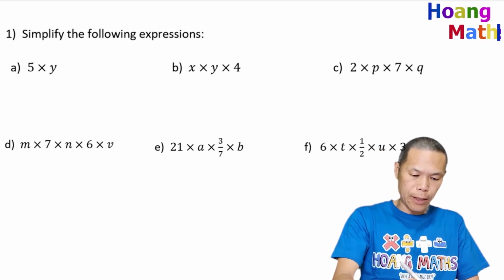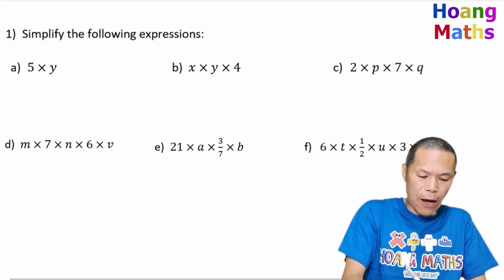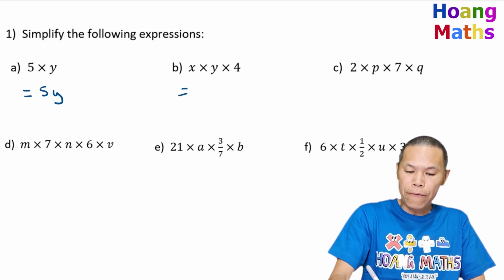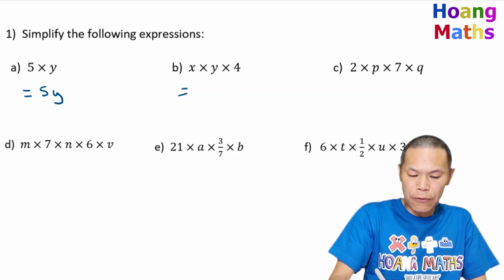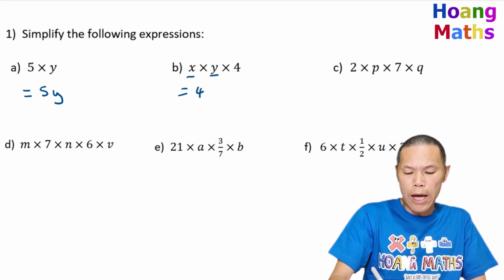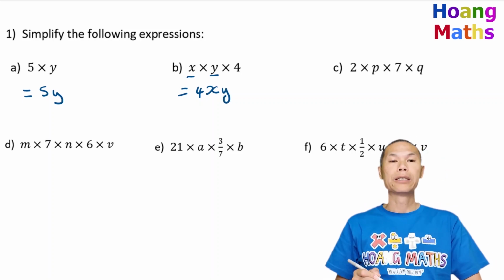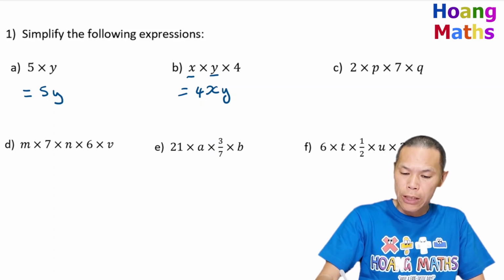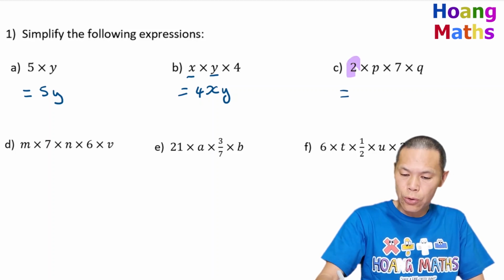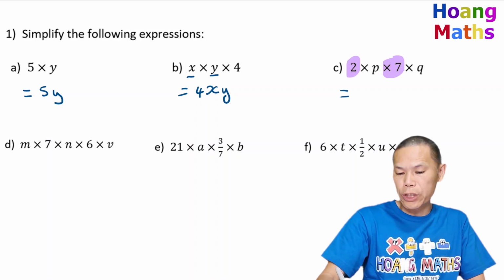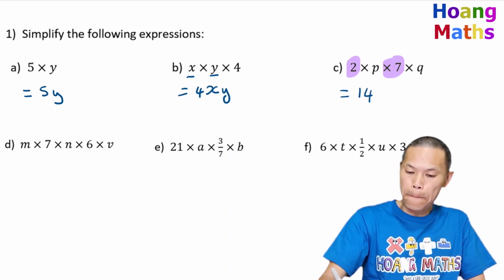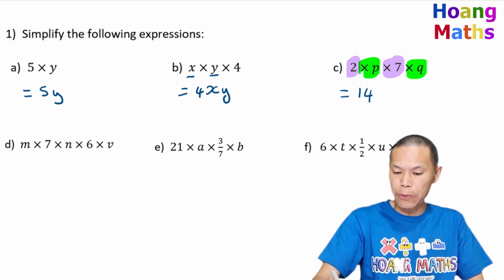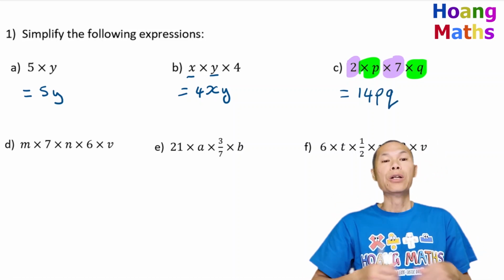So don't forget, and letters, we times with letters. So 5 times y is 5y. And we have 4. So we just write the number in front first. And then x times y gives me xy. There you go. And don't forget, we normally write the number in front of the letters. Okay, keep that in mind. So now we do the number first. So 2 times 7 gives me 14. And we have P times Q. So P times Q is PQ. So there you go.